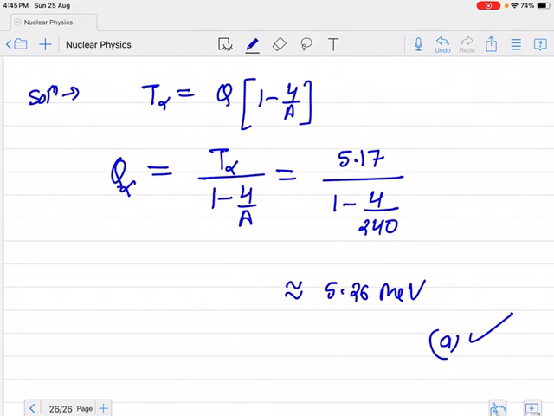So in this way you can solve the numericals related to the disintegration energy of the alpha particle. It's a very useful technique. It's very easy, you just need to memorize the formula.